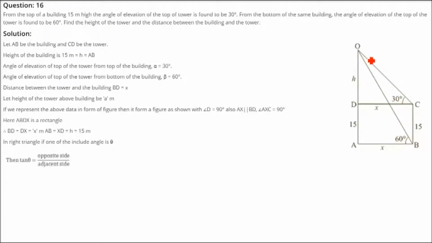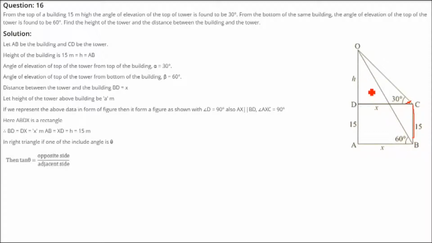So here we have two things, right? First is your 15 meter building. This is 15 meter high, and there is a tower. This is a tower. So the angle of elevation from the top of the building is 30 degrees. This is 30 degrees. And then from the bottom of the same building, this angle of elevation is 60 degrees.